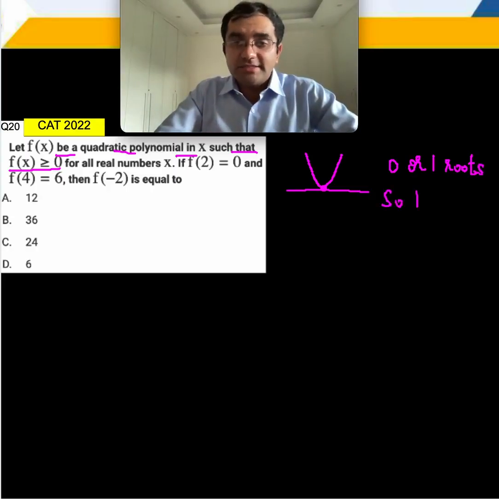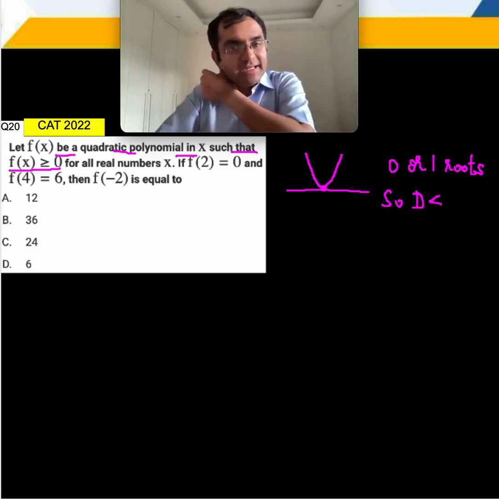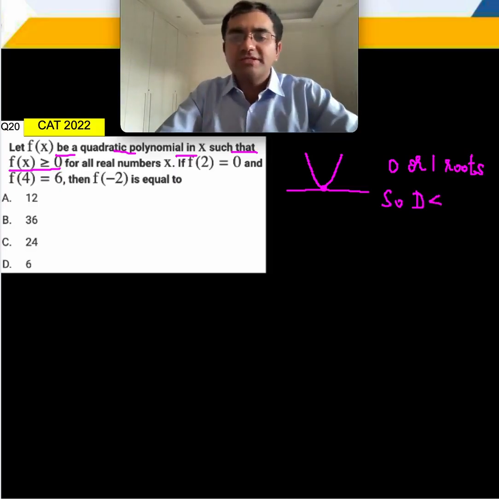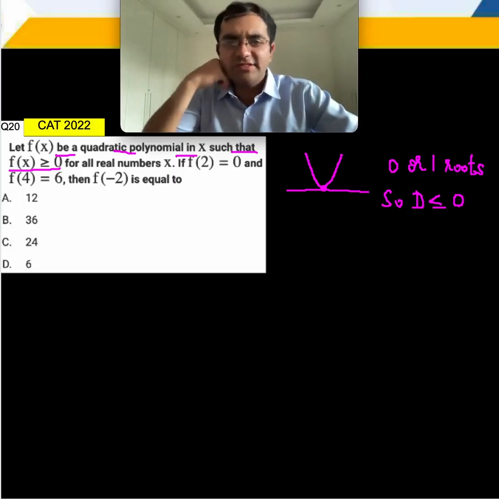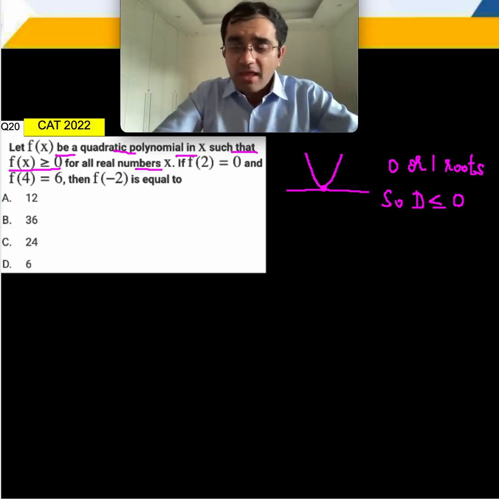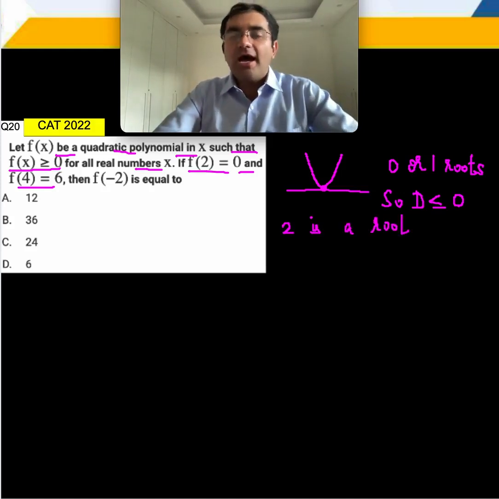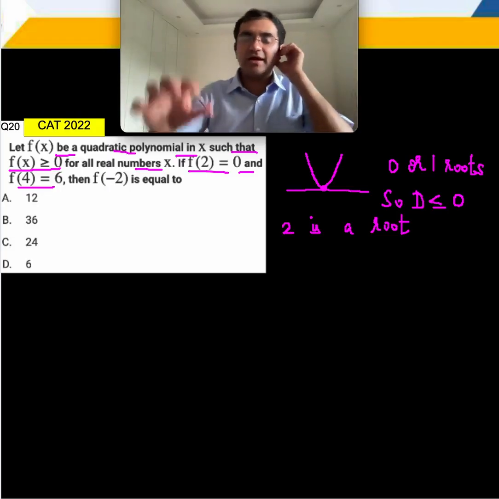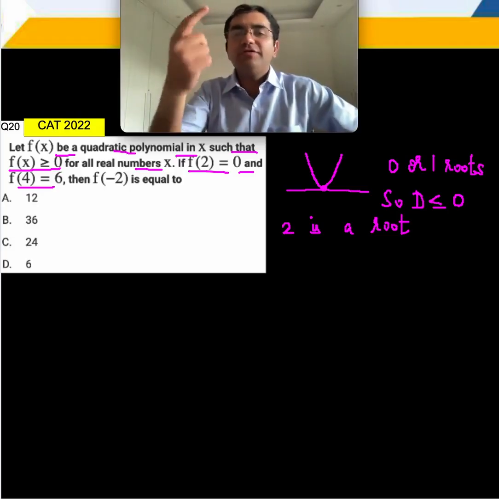So what does this mean? 0 roots means discriminant is less than 0, and 1 root means discriminant is equal to 0. As you know, equal roots means d equal to 0. So your d is less than or equal to 0, and we will see if this information is required or not. But then as we write, we find that f of 2 is 0 and f of 4 is 6. If f of 2 is 0, that means 2 is a root. They have given you one root, 2, and there is basically only one pair of equal roots.